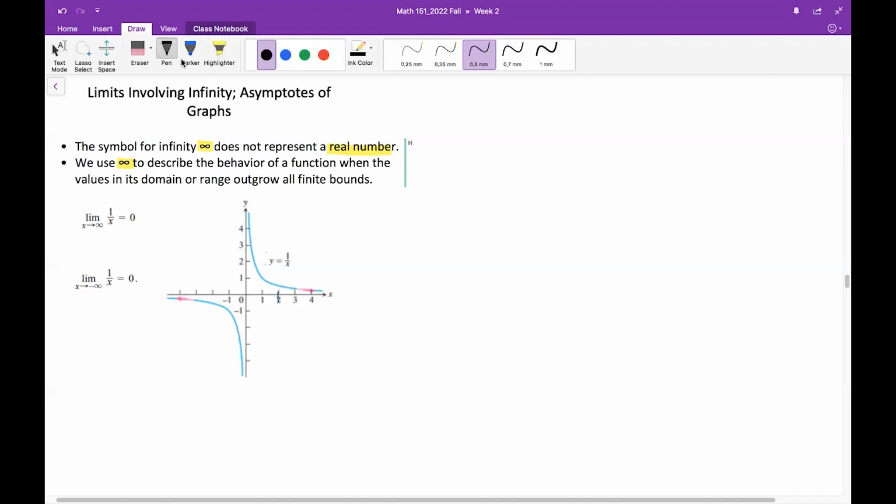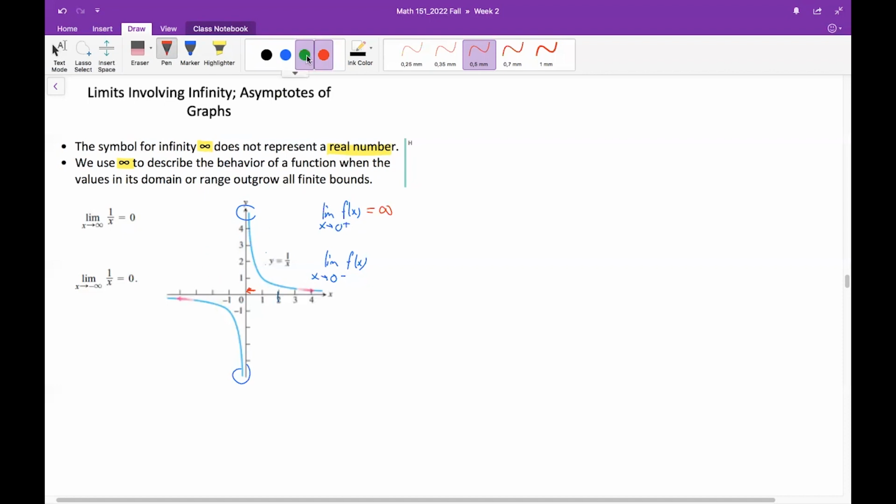So for example, for this function here and here, when x goes to 0 from right direction, or when x goes to 0 from left direction, okay, this is x goes to 0 from right, you can see that the values of the function grow increasingly large. So we describe such a behavior of function by using this symbol, plus infinity.